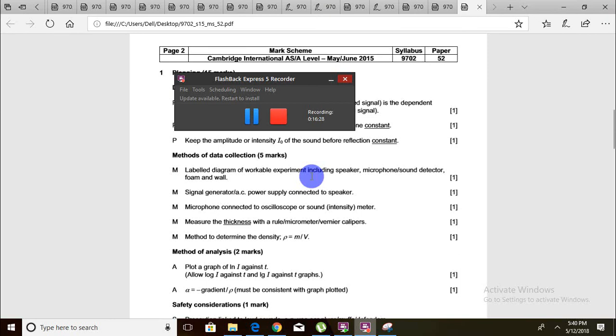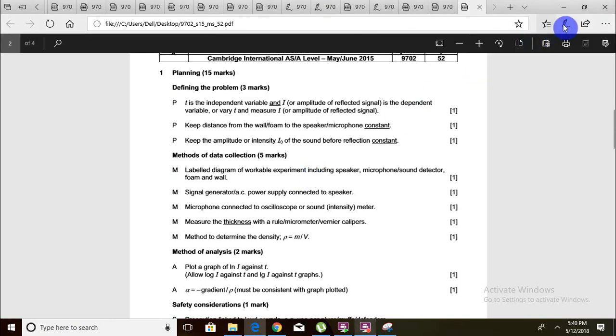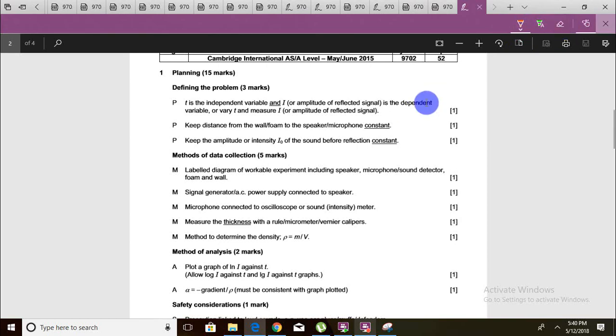So checking out the marking scheme, t is the independent variable, definitely that is what we said, and I is the dependent. Keep distance from the wall to the speaker, the microphone constant. Keep the amplitude or intensity before reflection constant, including speaker, microphone, sound detector, foam and wall, signal generator, microphone connected to oscilloscope or sound intensity meter. Yep, but we went with this. This is correct as well. Thickness with a rule, micrometer, vernier caliper, m over v, log I against t, minus gradient over p.